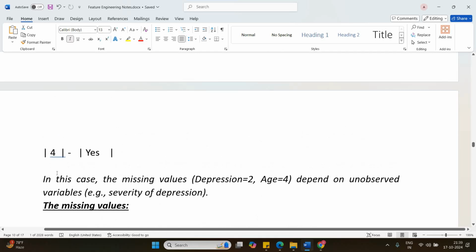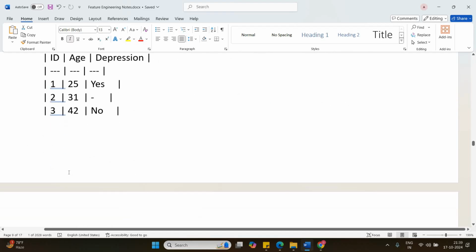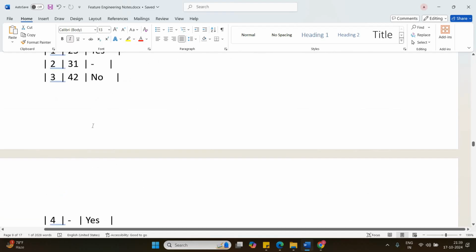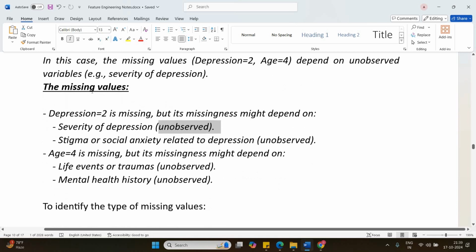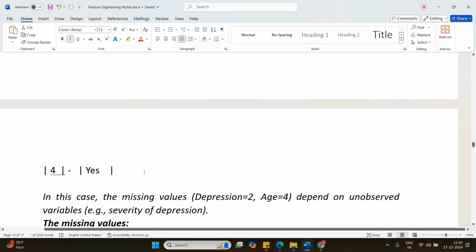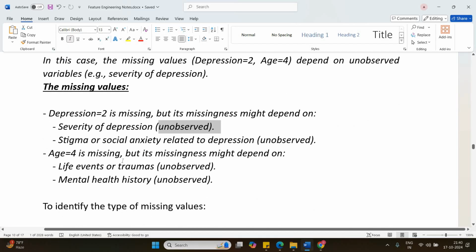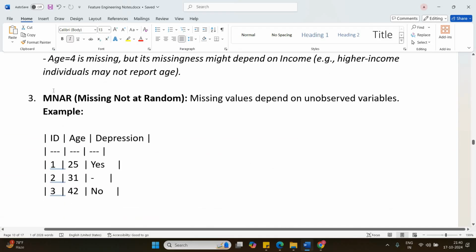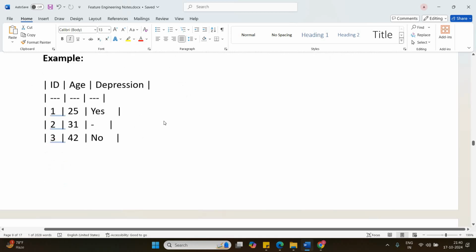So all these are unobserved variables. Now comes the age. For ID 4, the age is missing, but the depression state has been captured, that yes, he is depressed, right? So age for 4 is missing, but its missingness might depend upon life events or traumas, right? Mental health history, maybe because of that only. So there are various factors which have not been recorded, and if data could be missing because of those unobserved or latent factors that you have not collected, then such kind of missingness is captured under missing not at random, right?